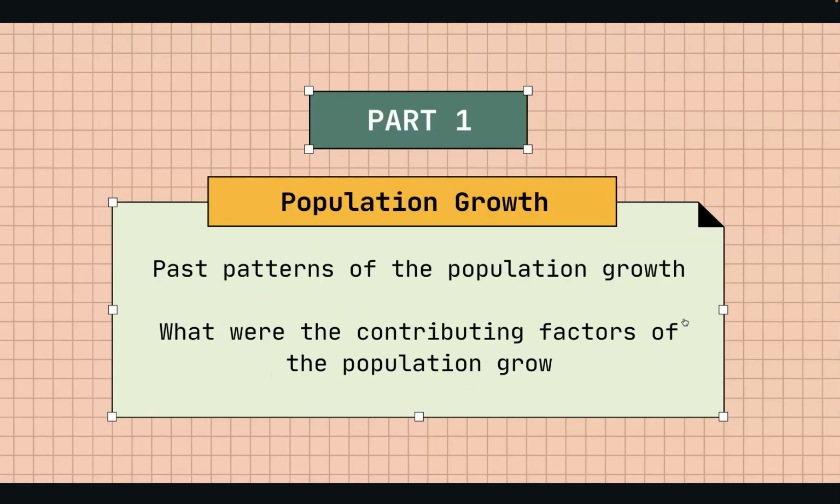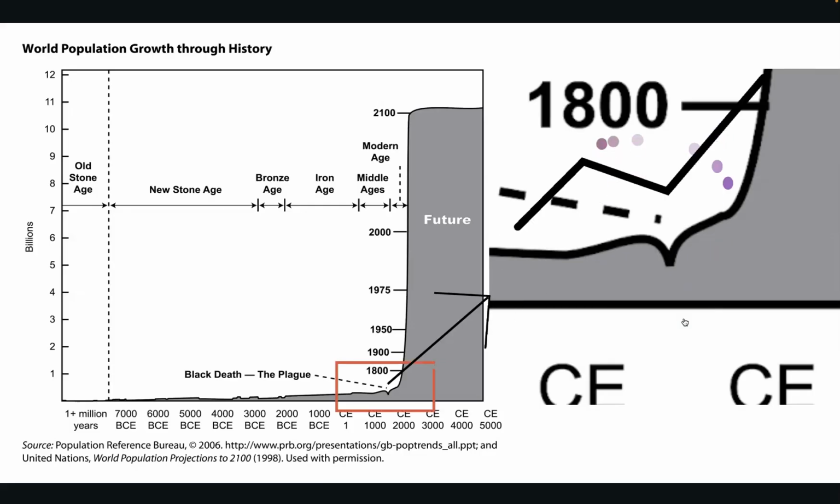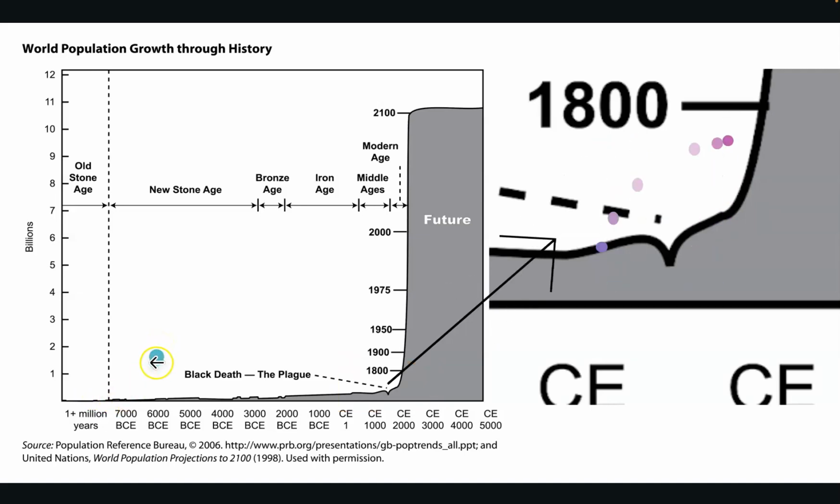Alright. Part 1 of population growth is the past patterns of population changes. What were the contributions of the factors of population growth or others? This is the population change history. A very long time ago, there were very minimal levels of population change, because there was a very high rate of deaths and also high rates of births. The offset of the births and the deaths contributed to the low levels of population change.